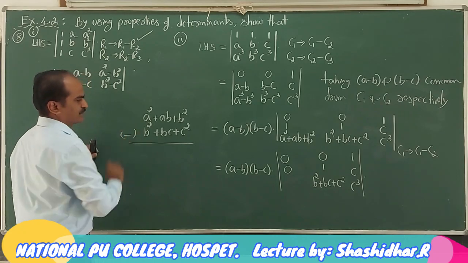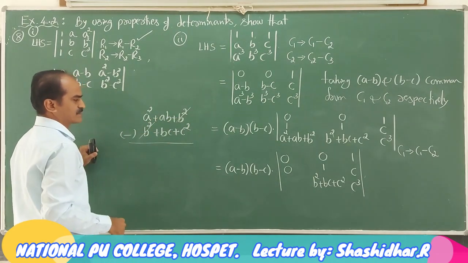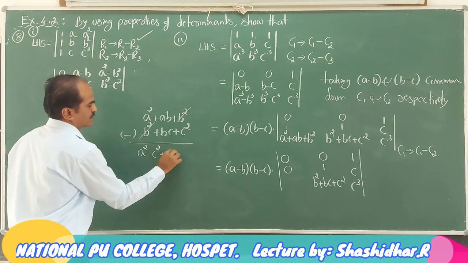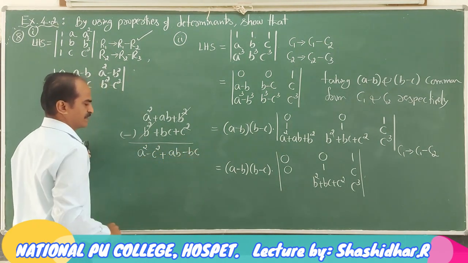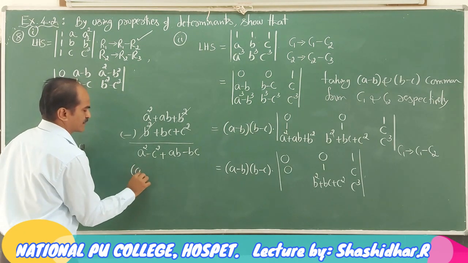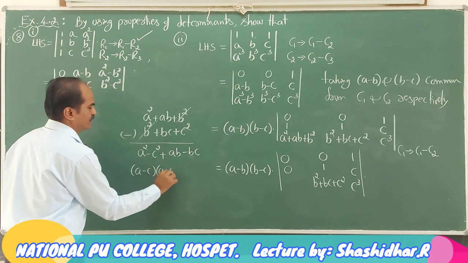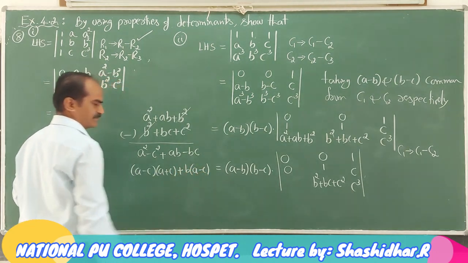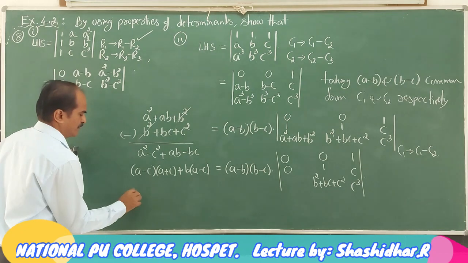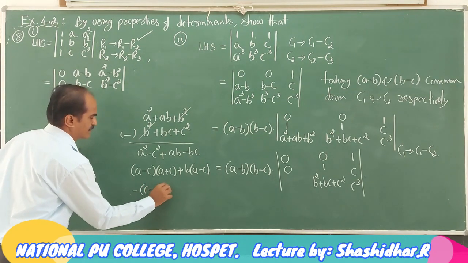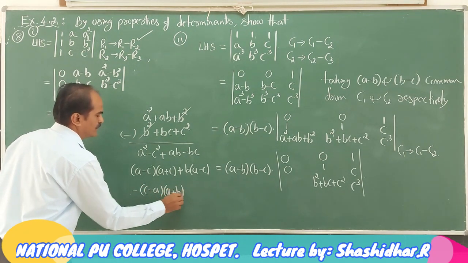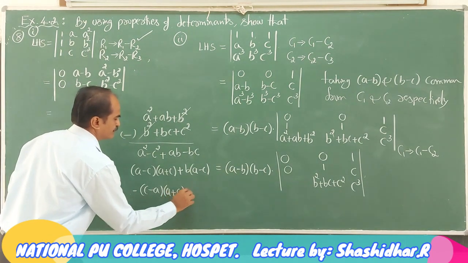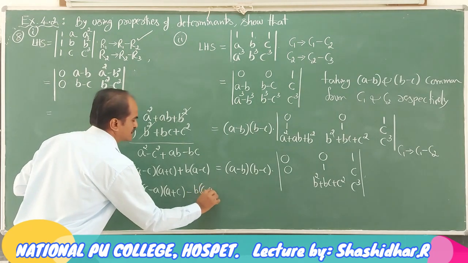On subtraction of these two, B square cancels, A square minus C square plus AB minus BC. So this A square minus C square, I will write it as A minus C into A plus C, plus here B is common, B into A minus C. Now let me write, it is minus of C minus A into A plus C minus B into C minus A.